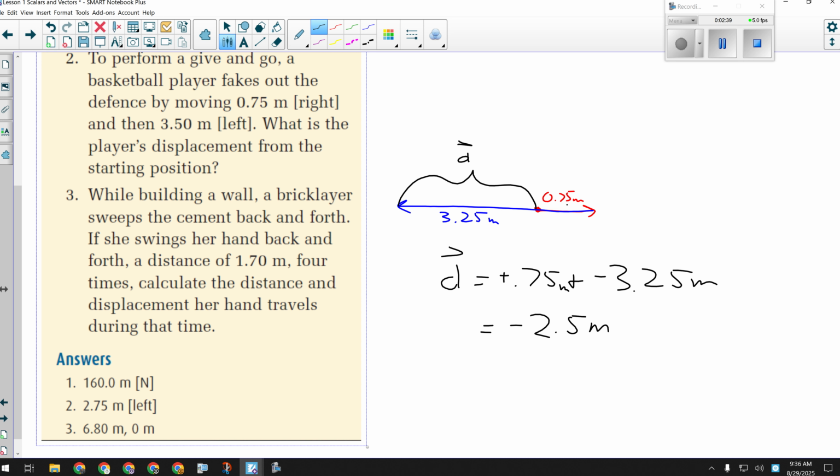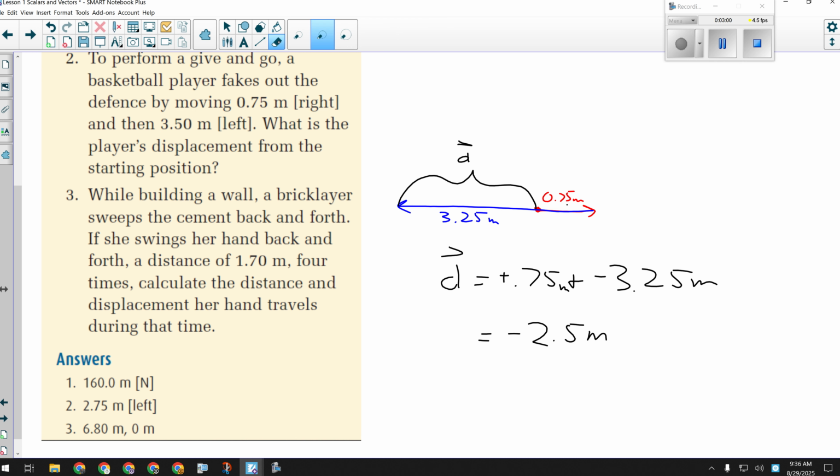Agreed? And do they end up 2.5 meters left of where they started? Sorry, because I can't do math. It's 2.75, not 2.5. Sorry guys, I am still in summer mode and I'm not doing my math right. I'll probably just put the calculator up there.